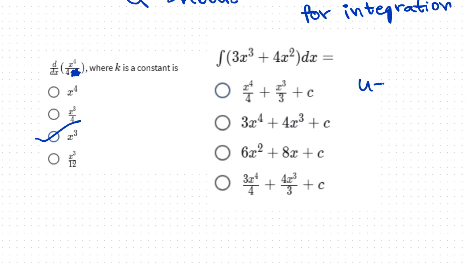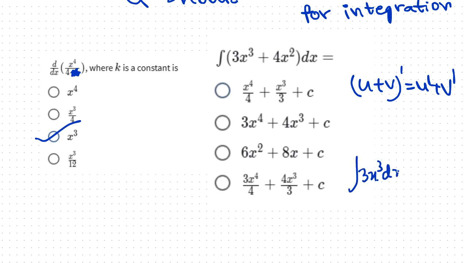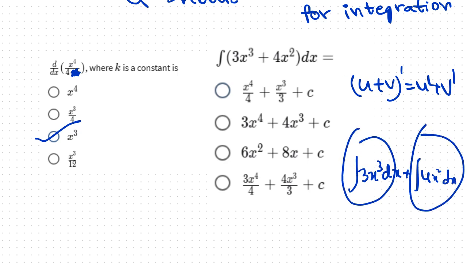Just like how we do differentiation as u dash plus v dash, right? So take this plus this integration. Okay, so we have to separate two: dx plus 4x square dx, like this plus this.